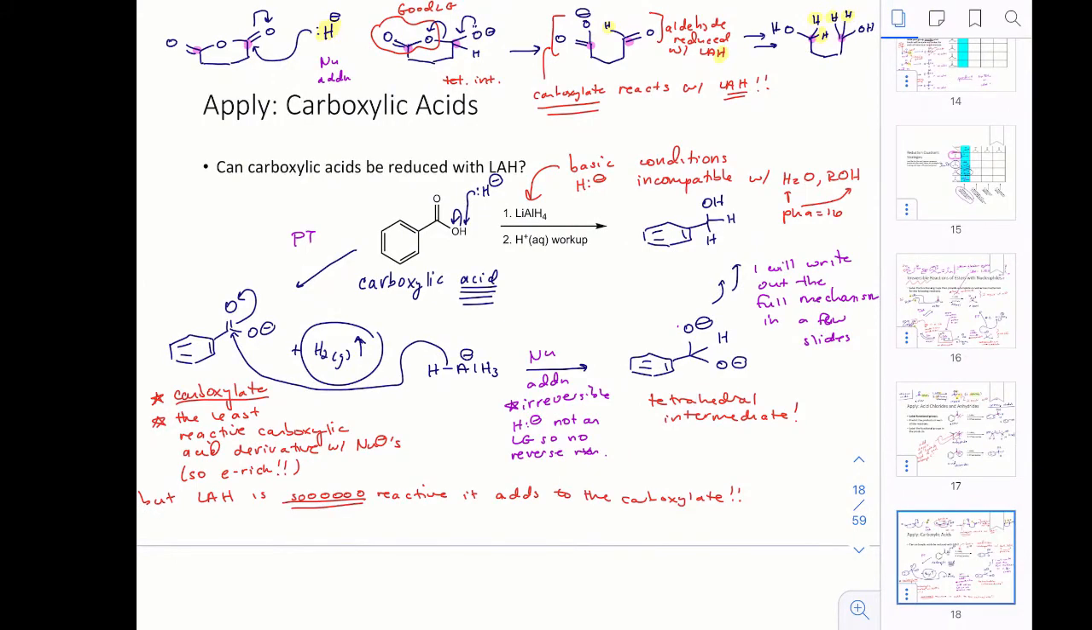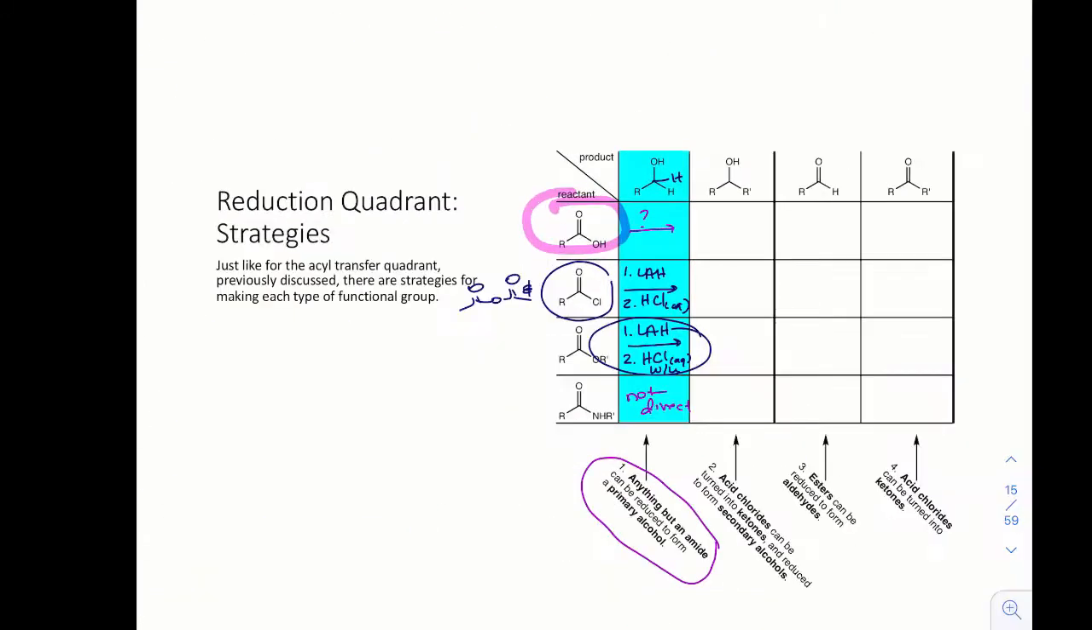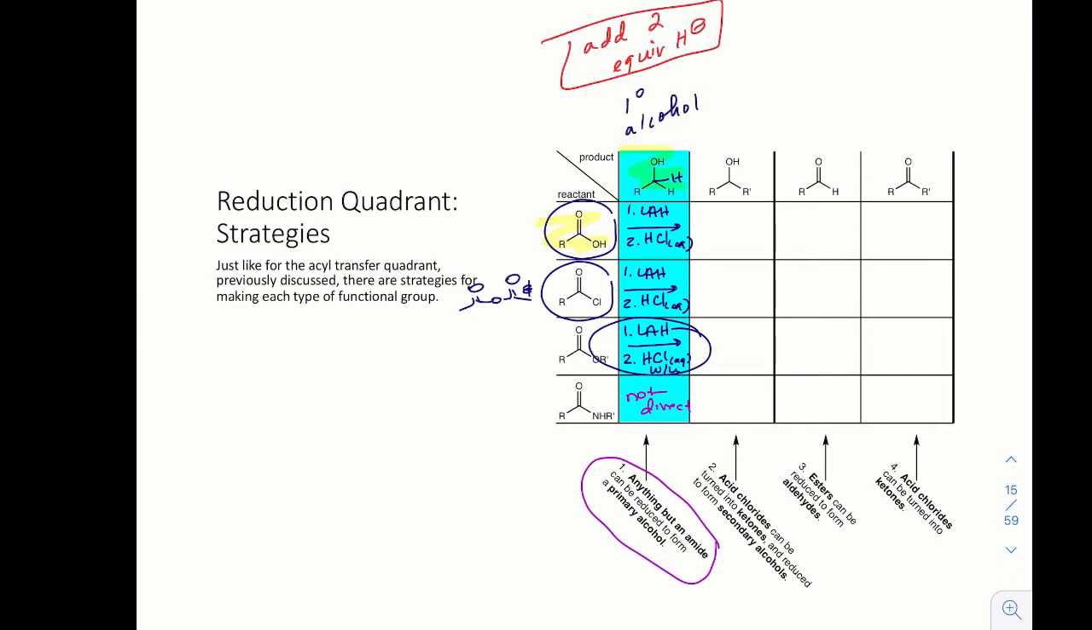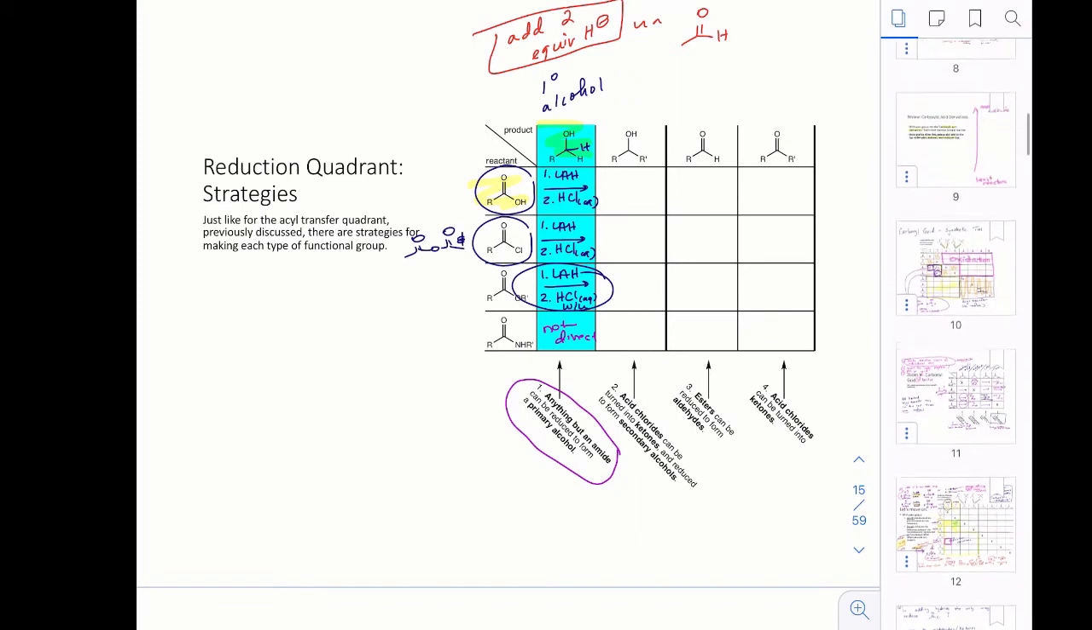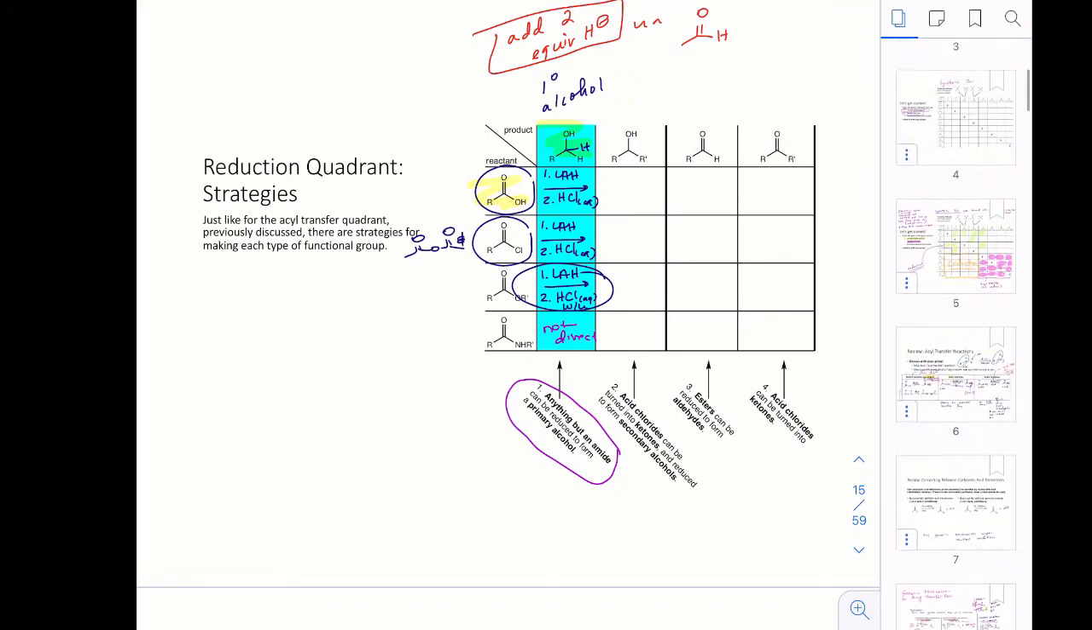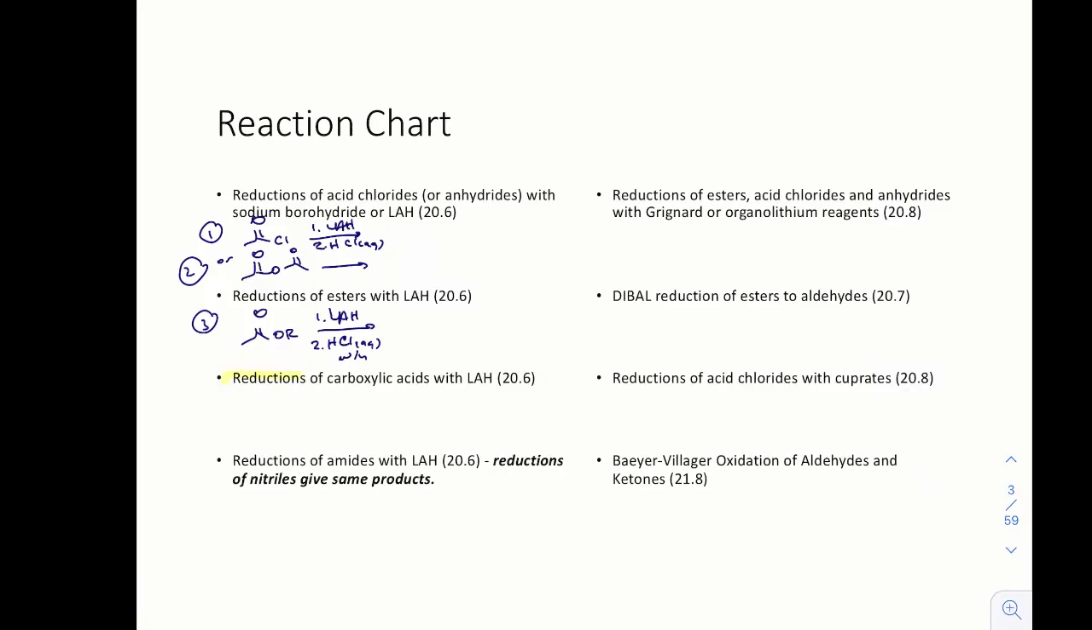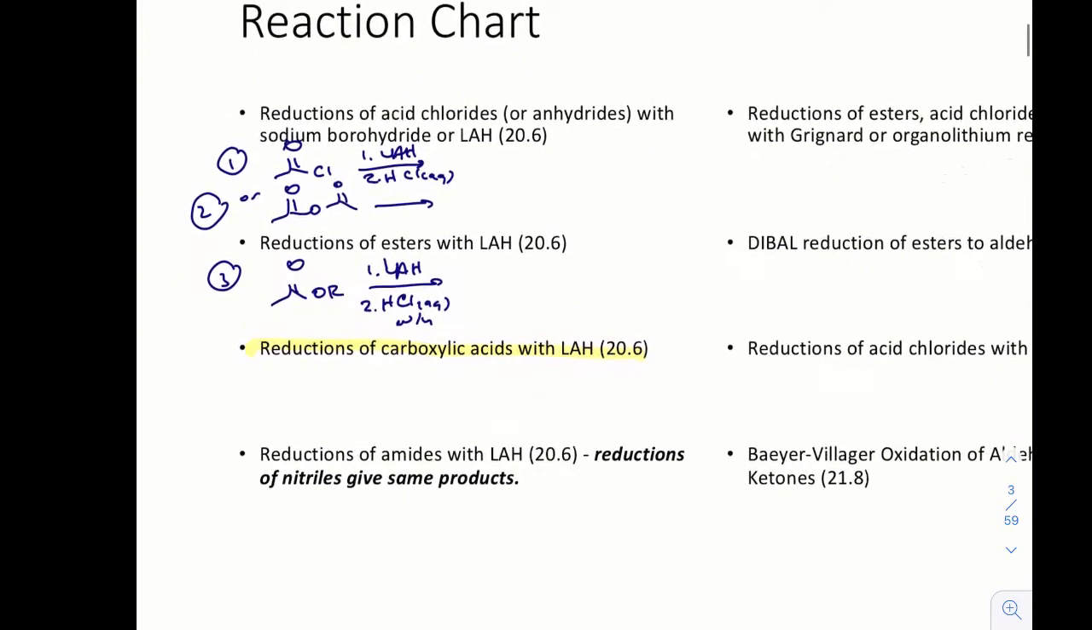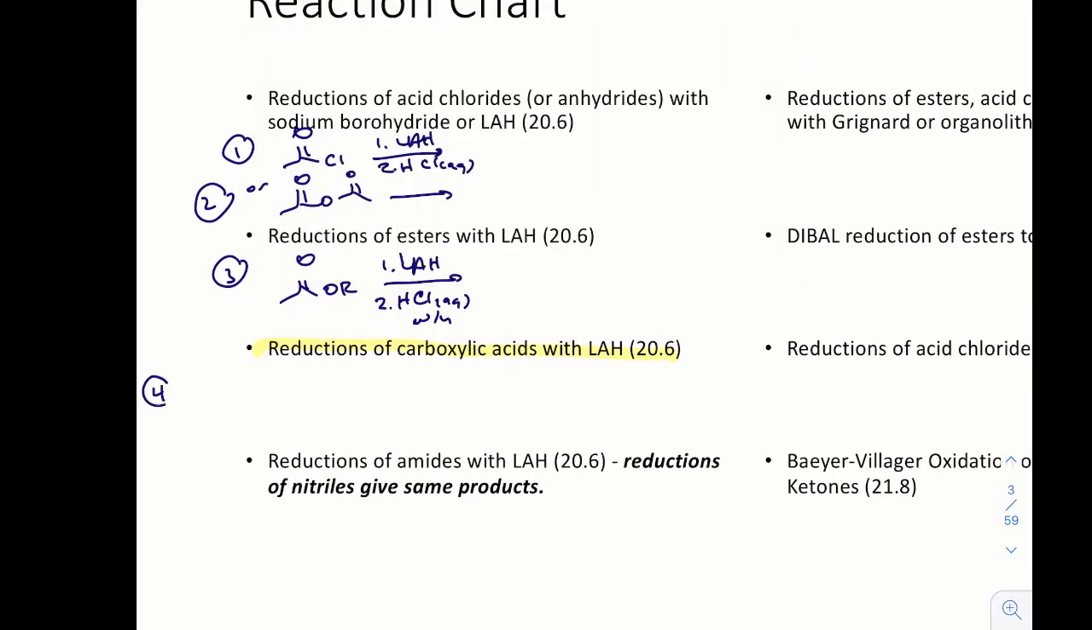Now we can add yet another reaction, both to the grid and to our reaction chart. So indeed, these same conditions convert acids to primary alcohols. It's because two equivalents of hydride are added, and it happens via an aldehyde intermediate. We've added that to the carbonyl grid. Now we'll add it to our reaction chart. Here we are, reductions of carboxylic acids with LAH. Fourth reaction we've learned today.